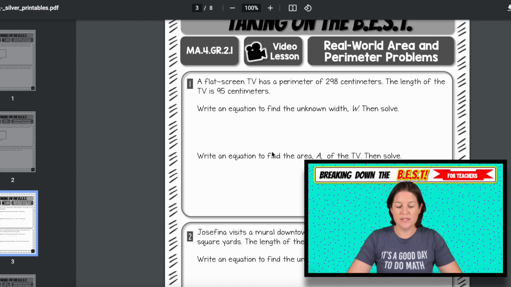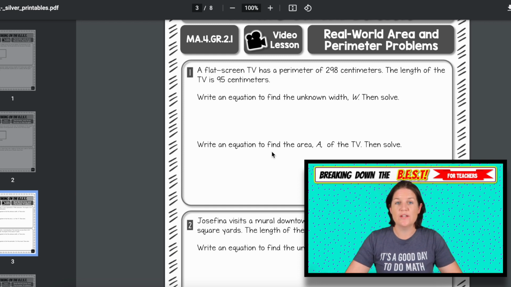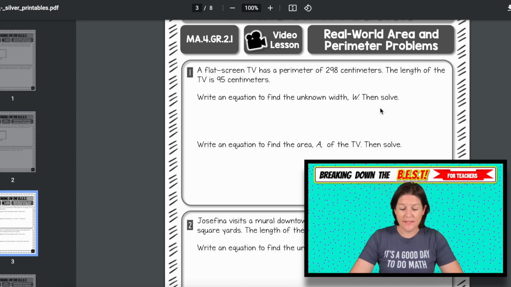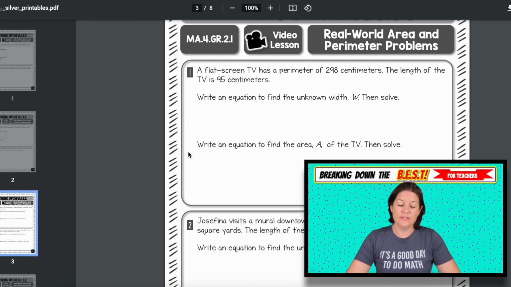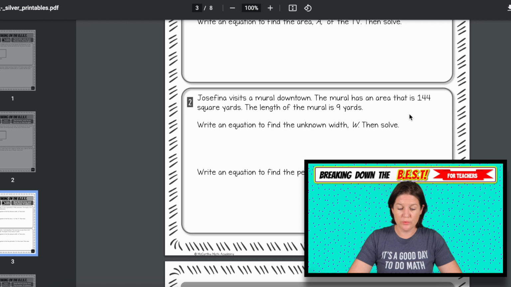And then here we're stepping into creating those equations. You'll see here it says a flat screen TV has a perimeter of 298 centimeters. The length of the TV is 95 centimeters. Write an equation to find the unknown width W. So there we go, using that variable, finding the unknown side length, then solve. Then writing an equation to find the area, A. Again, using a variable to find the unknown. And for number 2, we're provided with the area. We know the length, but we don't know the width. And then we have to find the perimeter too.